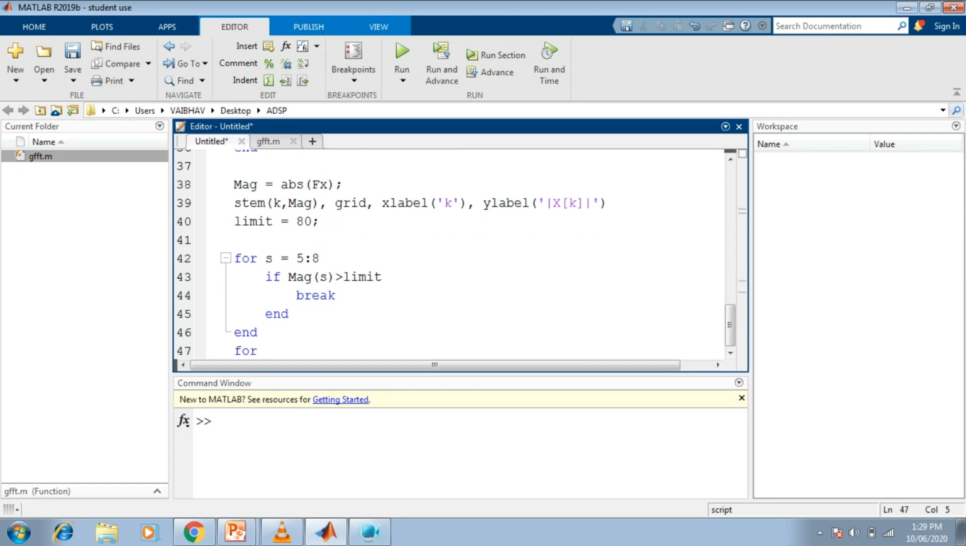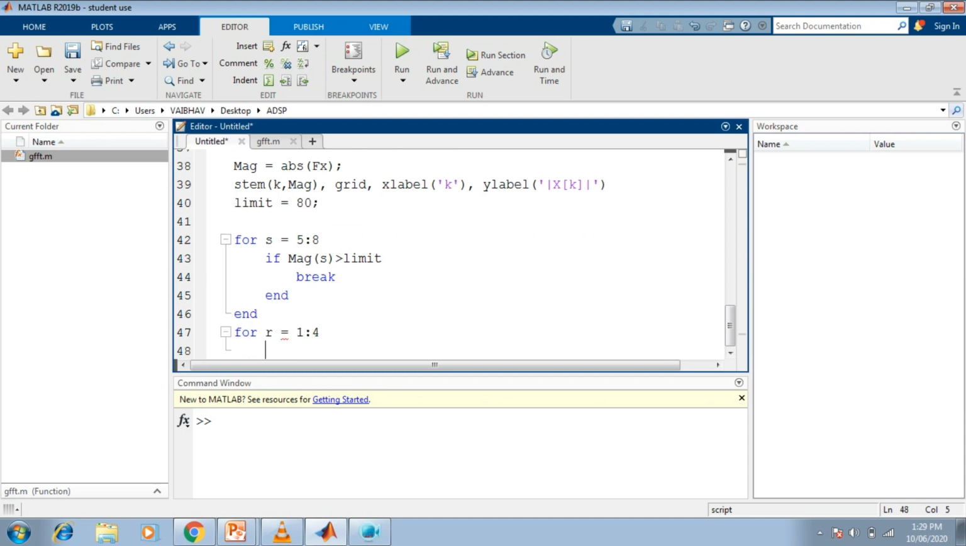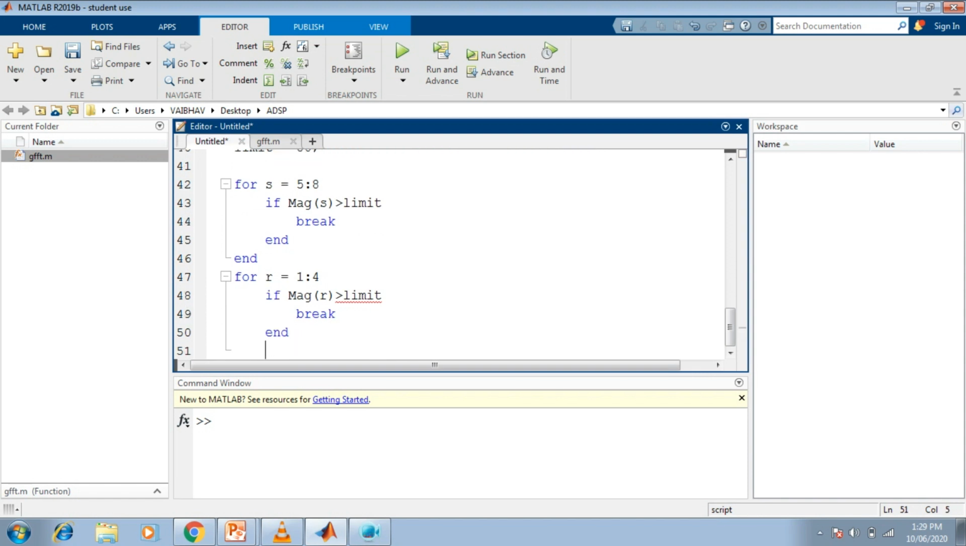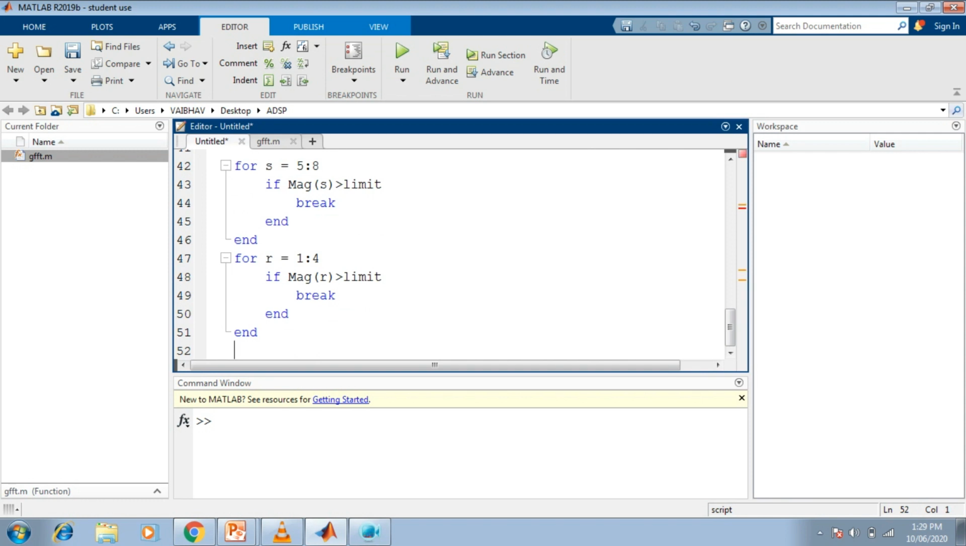Now we define another for loop with the index variable r, that is 1 to 4. Next to that we again put the if condition here. So here we write the magnitude within the bracket, here we write r. If this is greater than the limit that we have defined to be equal to 80, here also we have to break this loop. We end the if statement, we end the for loop as well.